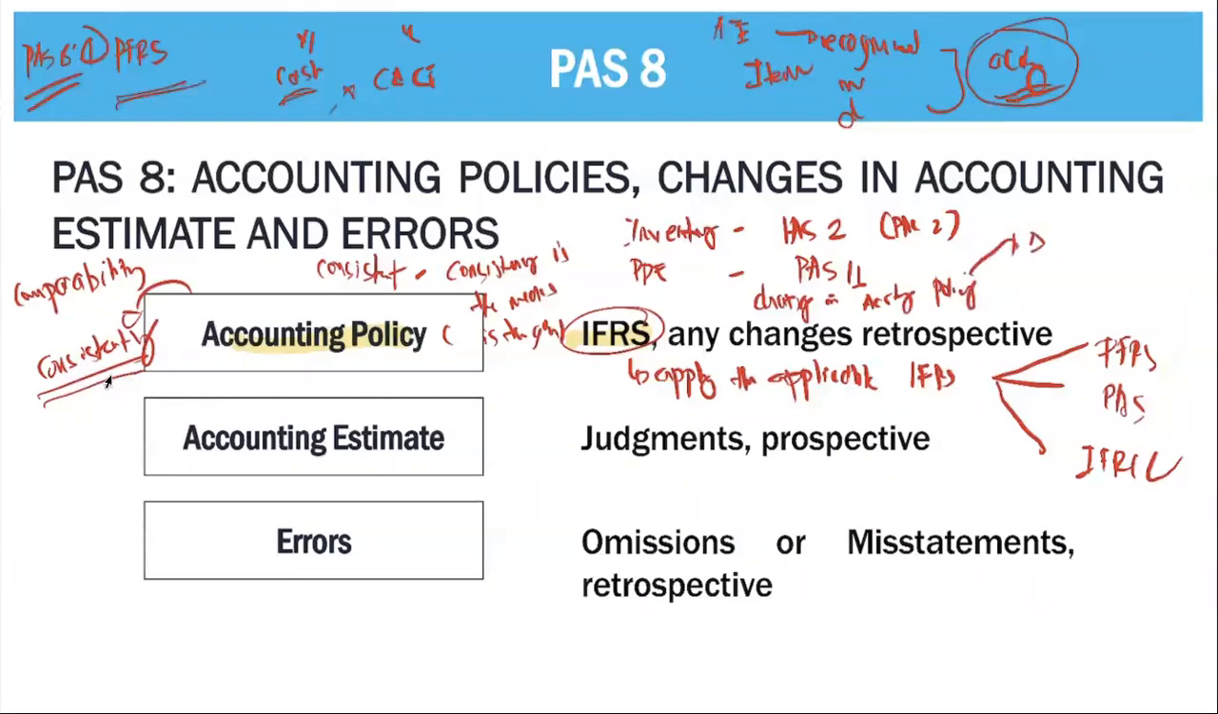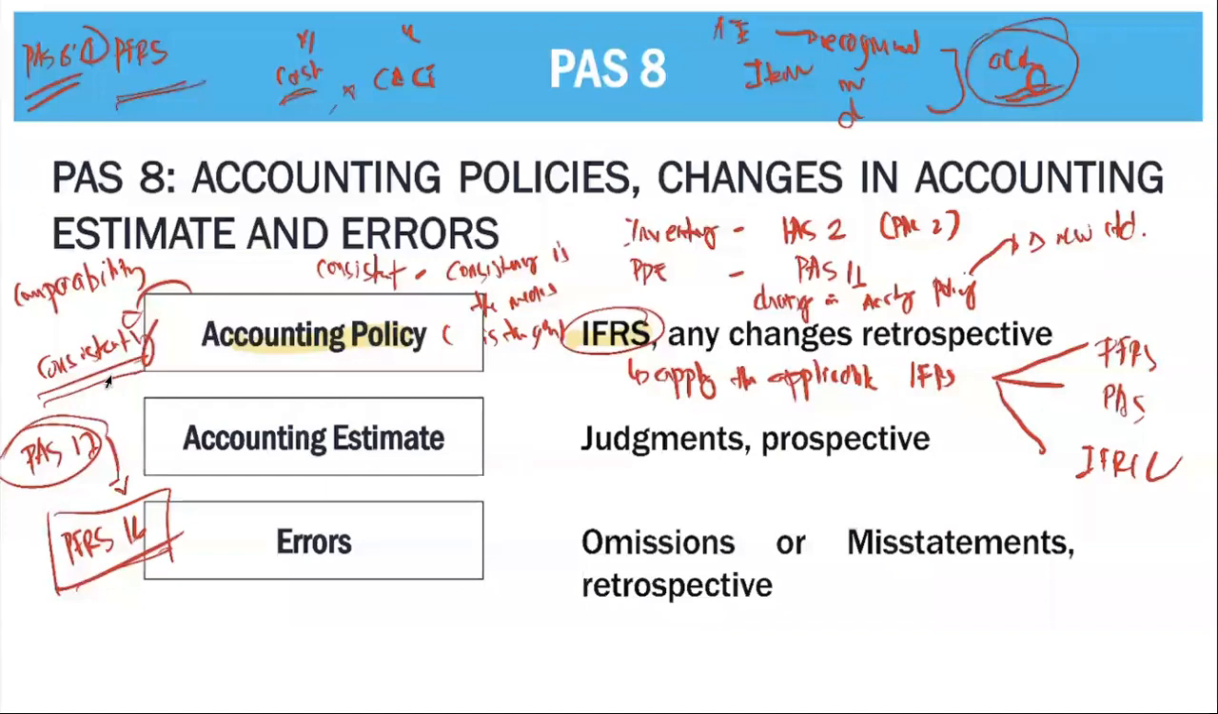Normally, there is a change in accounting policy if there is a new standard. For example, if you still remember, we discussed IAS 17, which is now superseded by PFRS 16. So here, the accounting policy before for leases is PAS 17, but there is a new standard, PFRS 16, so there is a change in accounting policy.